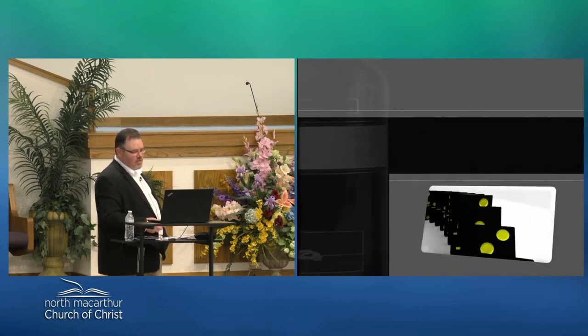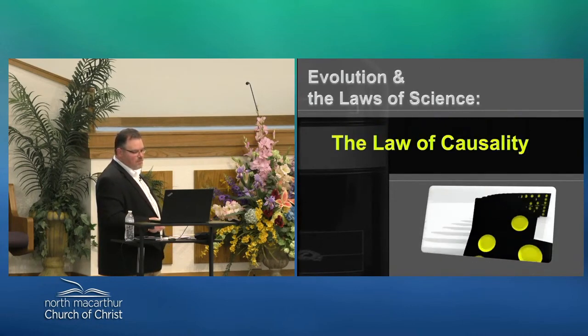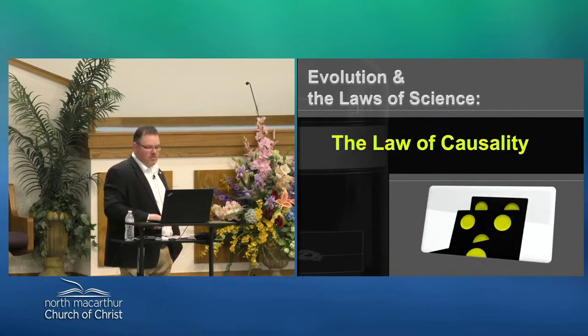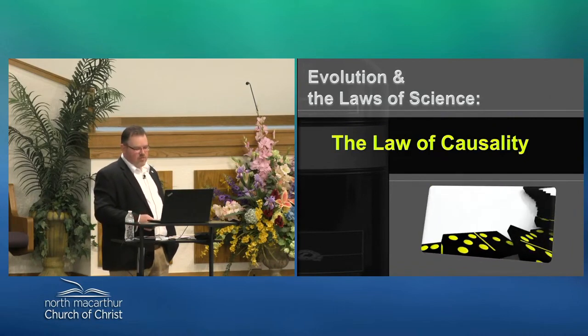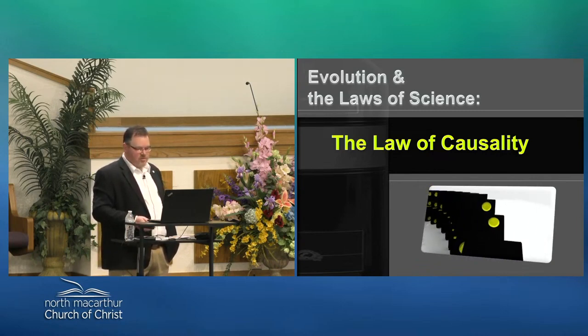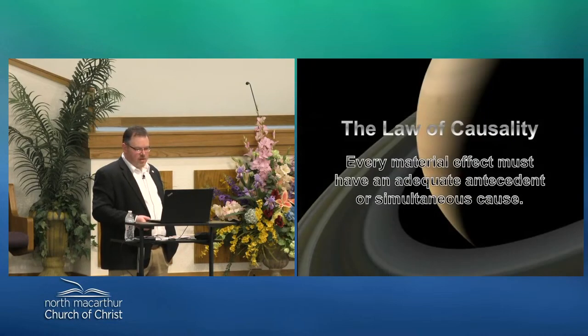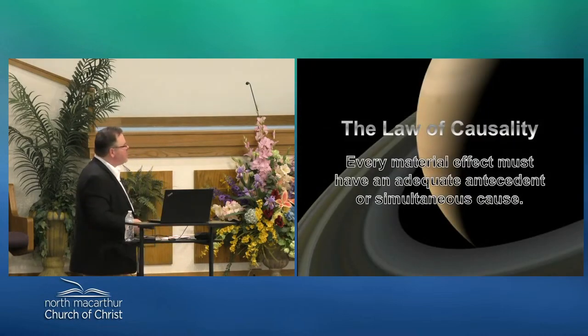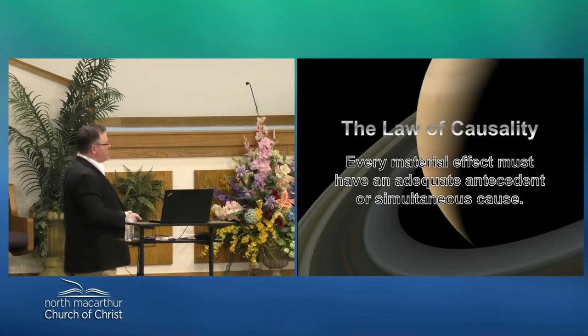All right, one other law of science we'll plow through here real quick that stands against the evolutionary model is the law of cause and effect, or the law of causality. So if you've got an effect, there must logically be a cause, right? This is real complicated stuff here. Now, more precisely, every material effect must have an adequate antecedent or simultaneous cause.